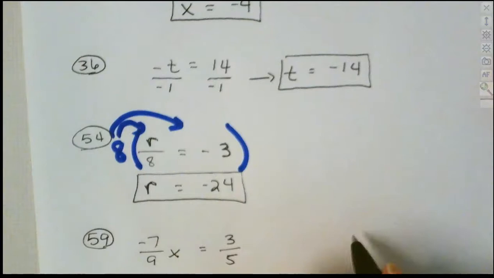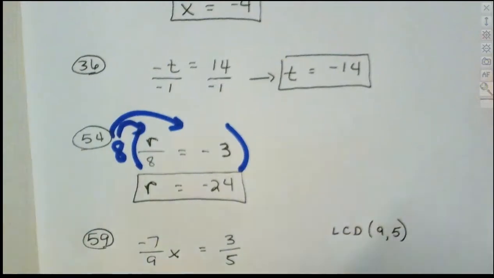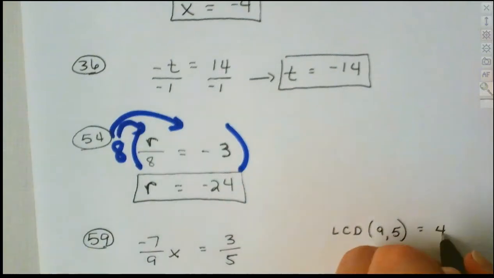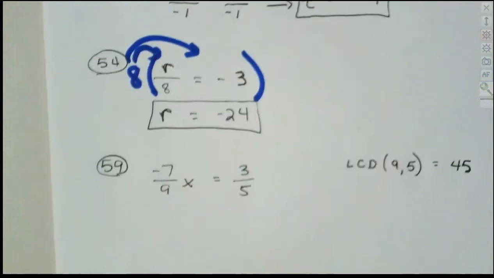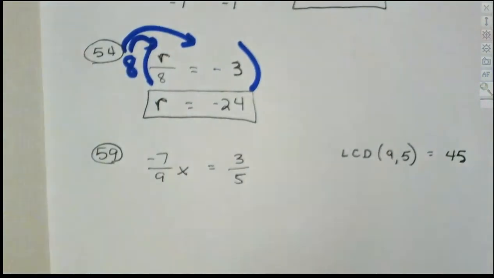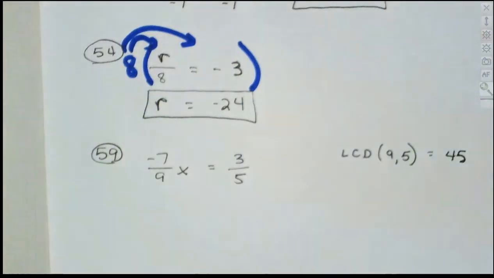Now we need a least common denominator. The least common denominator of 9 and 5 would be what? 9 and 5, okay, would be 45, wouldn't it? Because 45 is going to go into both of them. Now, what we're going to do is multiply everything by 45. So let's go ahead and put our 45 out in front.